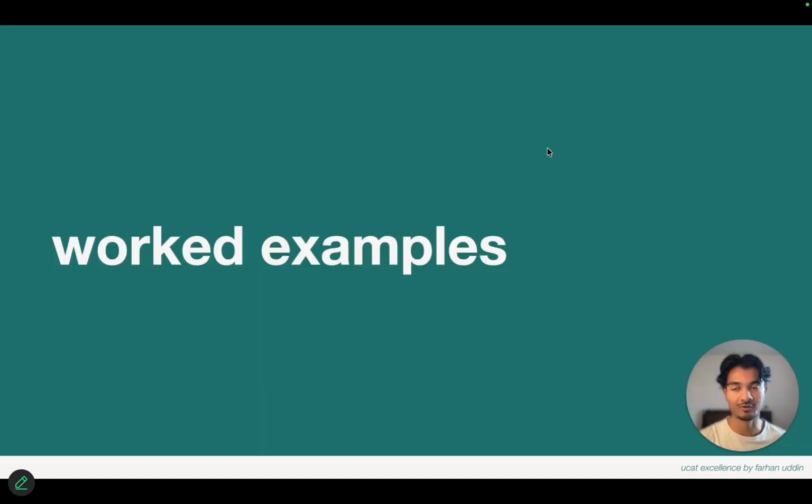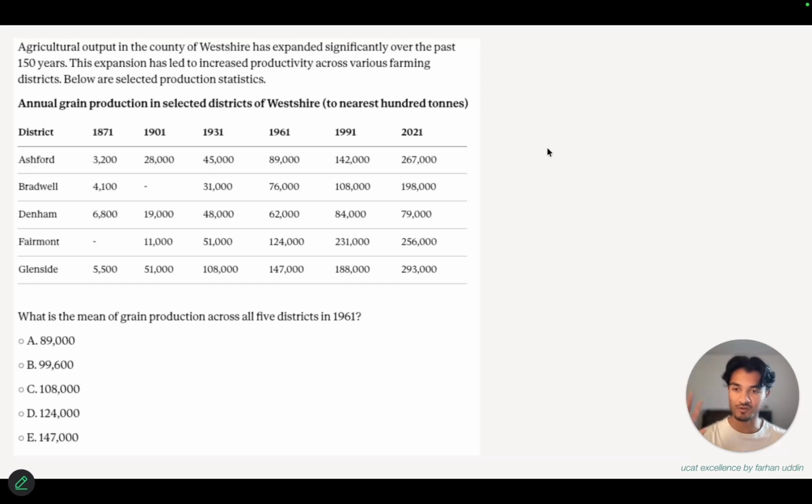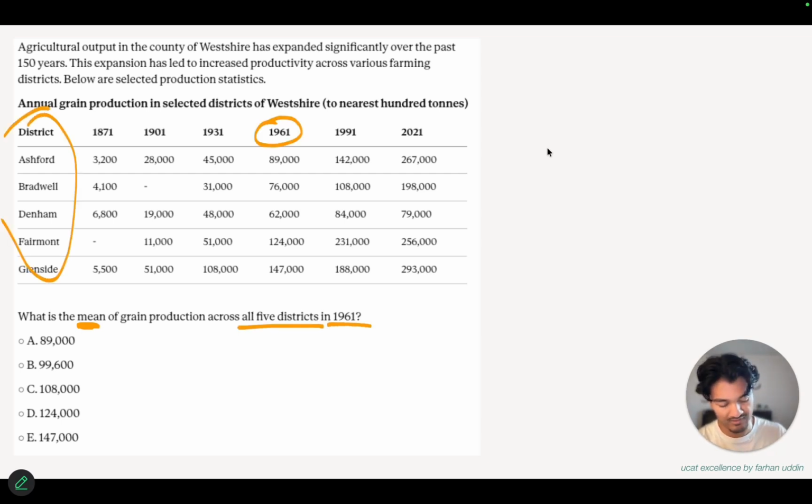So let's go through some worked examples just to tie the whole concept of averages home. Starting off with this one. So pause the video now and have a go. Okay, so hopefully you've had a go at this now. Let's work through it together. So what is the mean? So we know we're going to have to do the sum divided by the number in the set of grain production across all 5 districts in 1961. So I know that I'm going to need to add up every single one of these numbers and then divide them by the number 5 to get the answer. And if we do that, then hopefully you get your answer B.